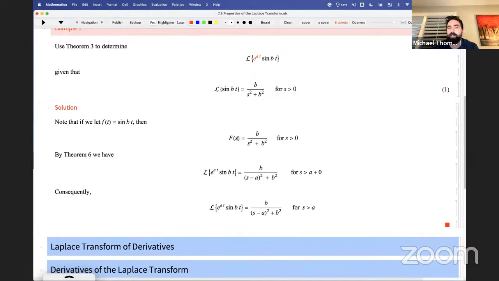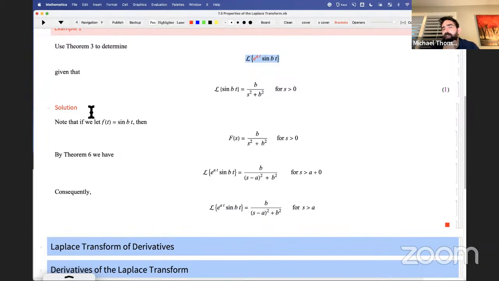Okay, so that's all it is. It's just a horizontal shift. And we started at 0 in a domain for s greater than 0. So all we have to do is add a to it. So this is our rule, or this is our conclusion for the Laplace transform of e to the at sine bt. That okay? Okay.